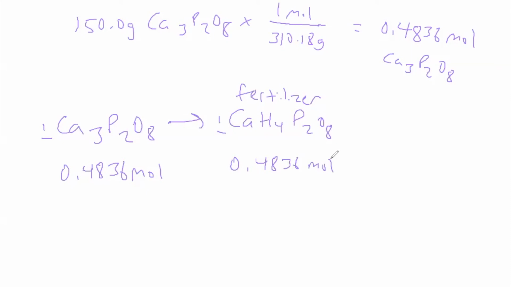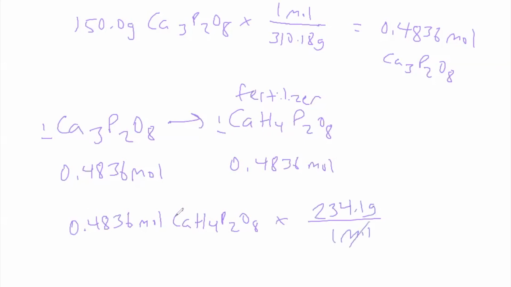Now the question though is how many grams are produced? So now that we have moles of fertilizer, we can convert that to grams of fertilizer. We find the molar mass of CaH4P2O8, and we get 234.1 grams. We multiply that, and we get 113.2 grams. And that's how many grams of fertilizer are produced.